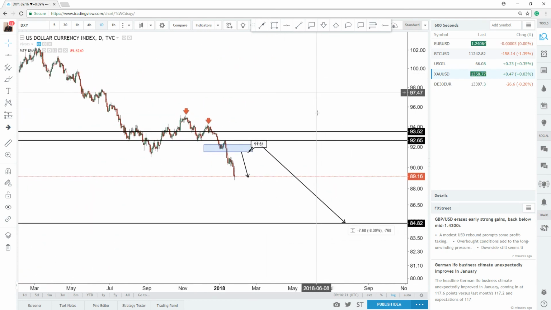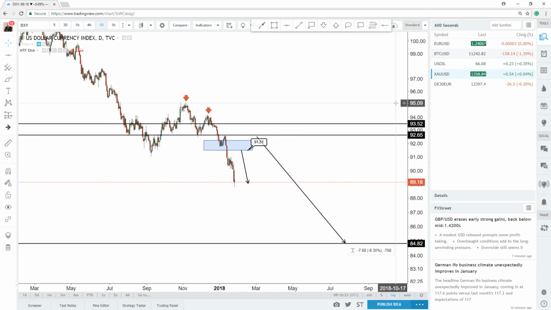And I'll continue to be bearish on the dollar until we start to get stopped out. Until we get stopped out in the euro, we get stopped out in the pound, and so on and so on.